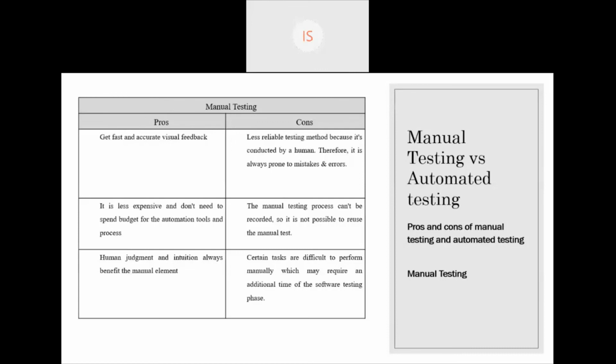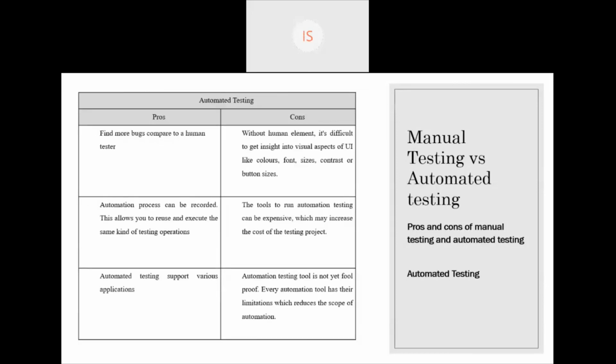And then for the cons of manual testing, there are three. The first is that it's a less reliable testing method because it's conducted by a human. Therefore, it is always prone to mistakes and errors. And the second is that the manual testing process cannot be recorded, so it is not possible to reuse the manual test. And the third is that certain tasks are difficult to perform manually, which might require additional time in the software testing task.